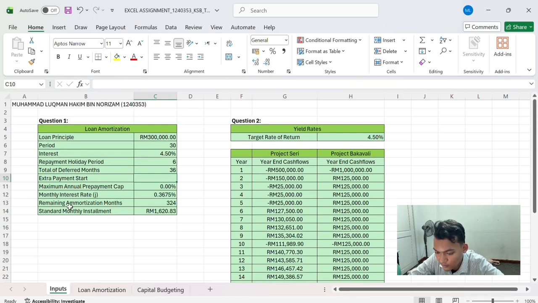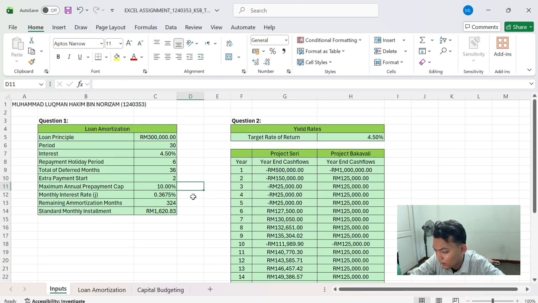As you can see here, I've already made the column for extra payment starts. As this question states, extra payments are starting from the second year onwards. So we put 2 years, indicating the start of the second year onward, and the maximum annual repayment is capped at 10%. So the value here is 10%.